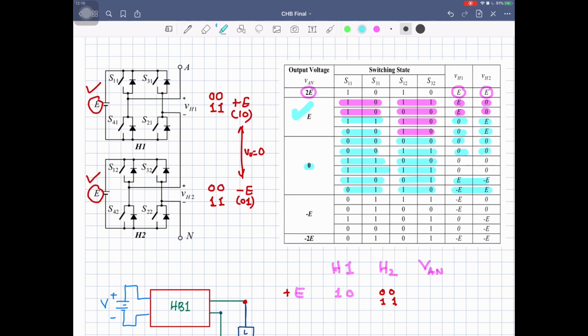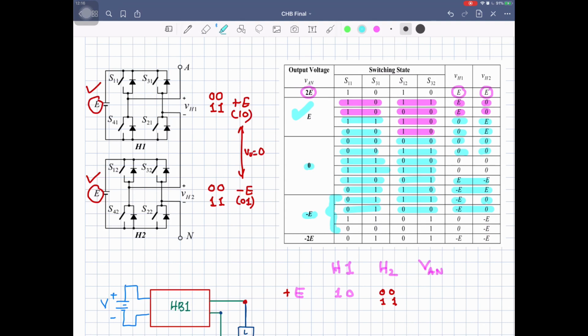Similarly, you can get the minus E volt at the output by selecting the switching combination. If you select 0 1 in the first inverter, that will give you minus E, and 1 1, 0 1, or 0 0 from the second inverter will give you minus E. So there are 4 combinations for which you will get the minus E.